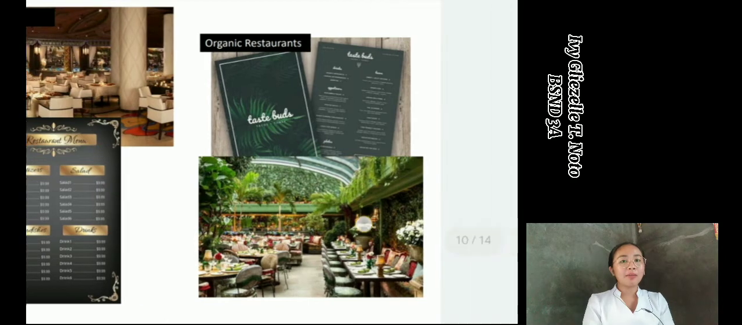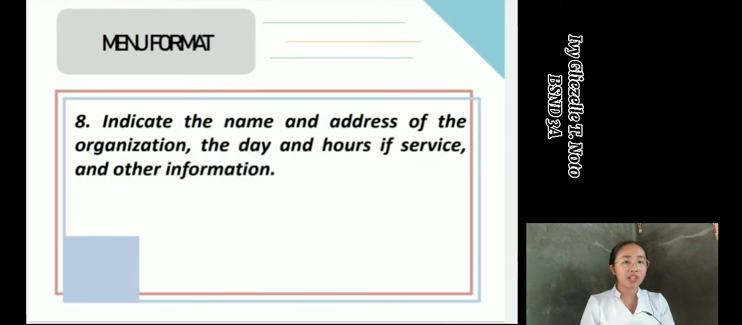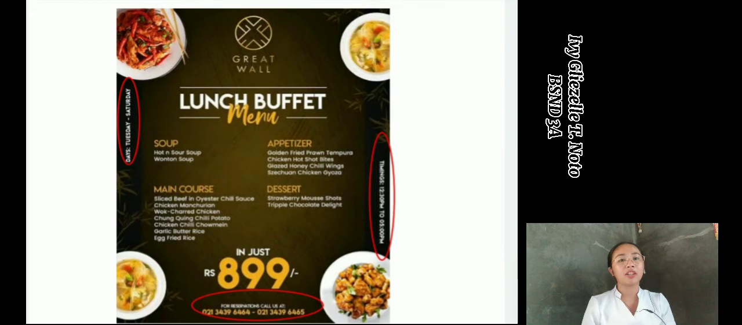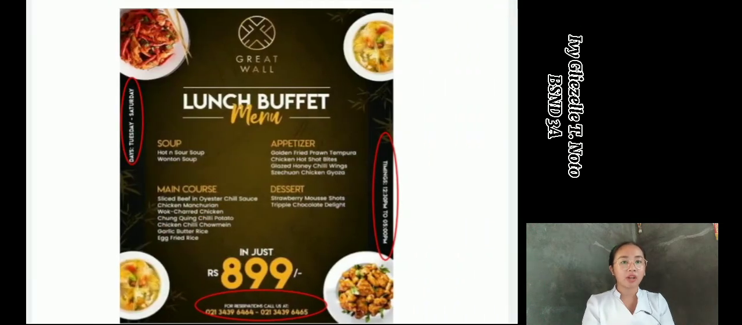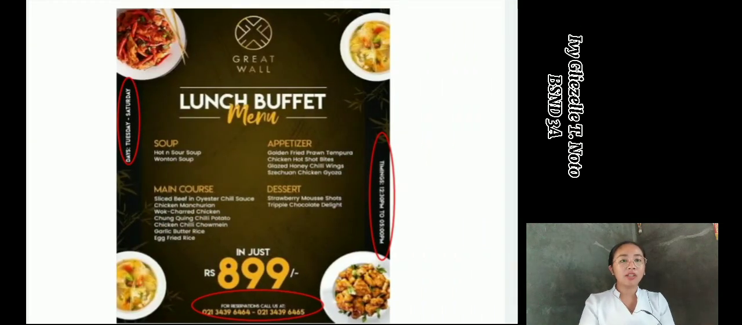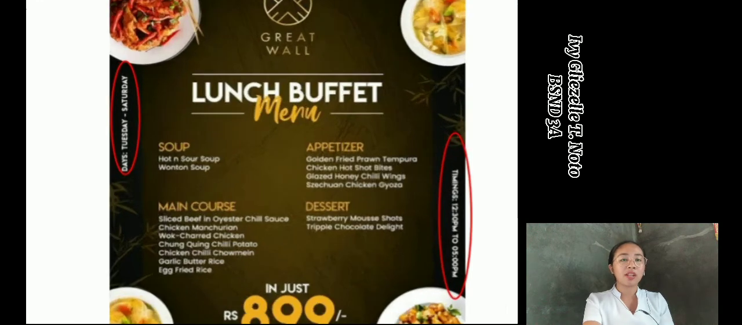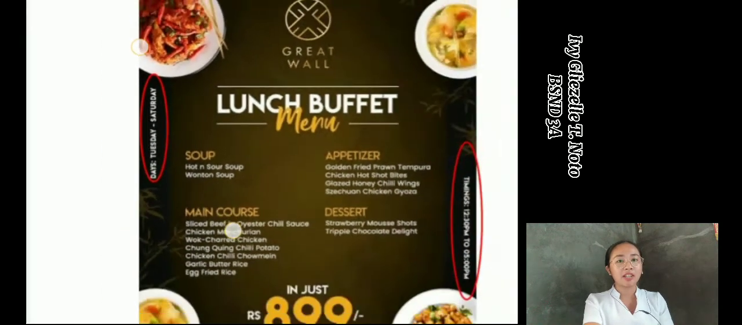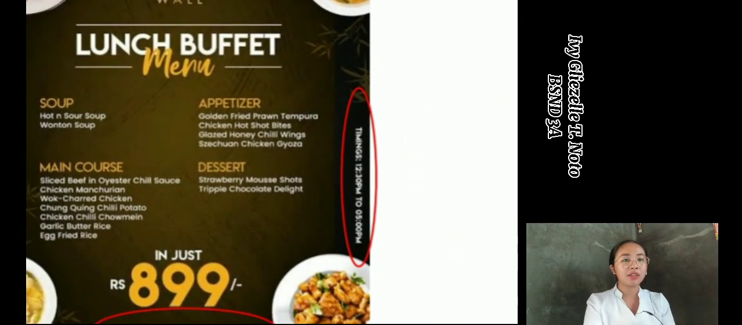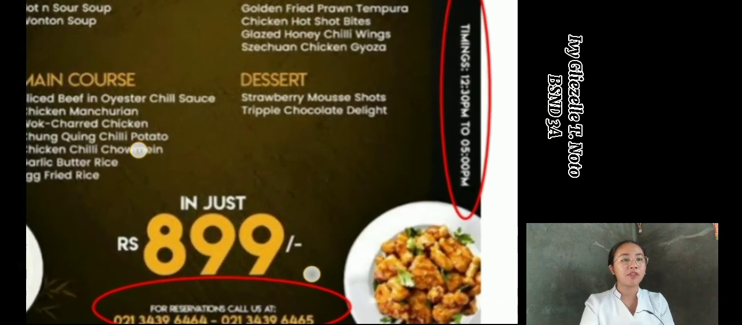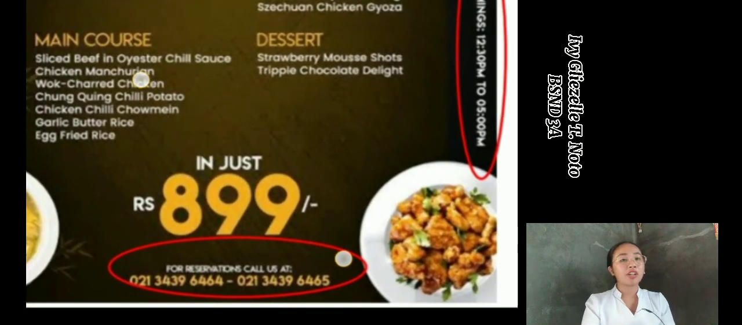Eighth, indicate the name and address of the organization, the days and hours of service, and other information. These details may impress and invite the customers for repeat business. Also, it is easier for them to know the establishment well. Let me give an example using this menu card. On the left side, they included the days they are open, and that is Tuesday to Saturday. On the right side, they included the time they are open, that is every 12 noon until 5 p.m. only. They also included their contact information for reservation that can be seen on the lower part of the card.